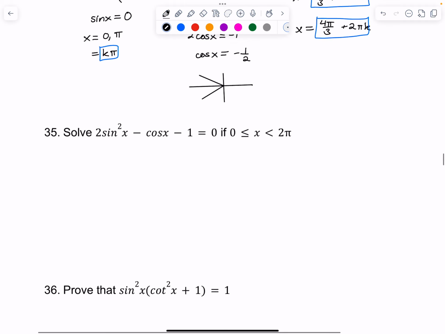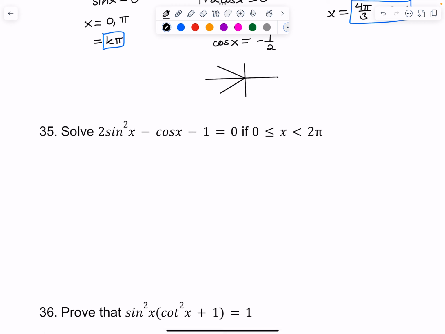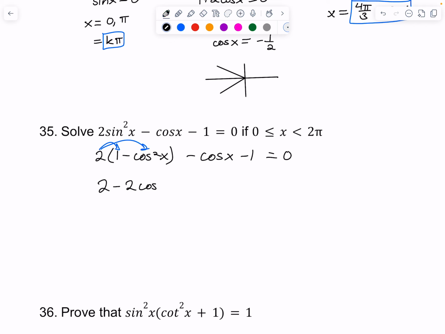Okay, next, 35 says solve 2 sine squared x minus cosine x is equal to 1. I noticed that there's a sine and a cosine, which I don't like. So the first thing I want to do is swap out sine squared for 1 minus cosine squared. And then I'm going to distribute this 2. And I'm going to get 2 minus 2 cosine squared x minus cosine x minus 1 equals 0.